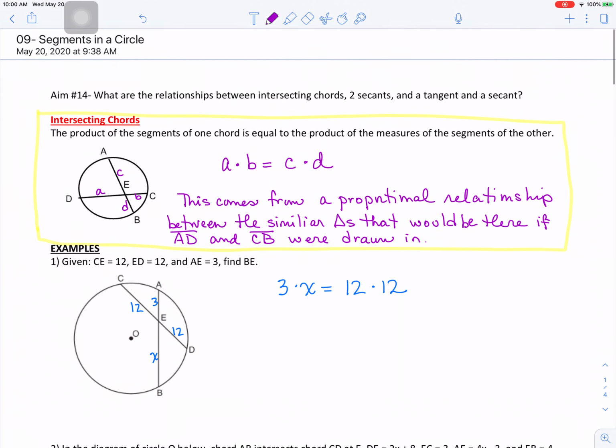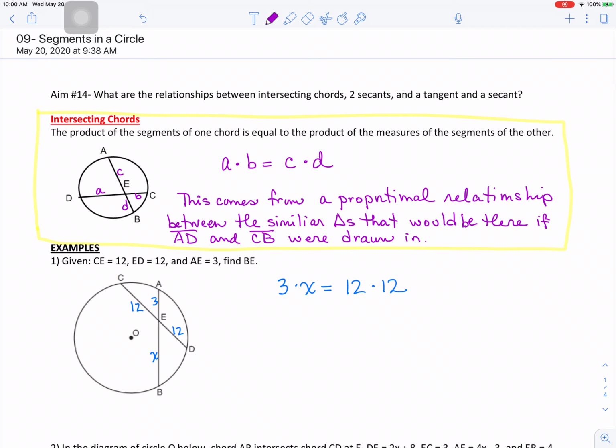Okay, lesson 9. Now we're going to be talking about the segments in the circle. We're not going to be concerned today about the arcs and the angles. We're just going to talk about the relationships between the segments that happen in a circle. So the first thing we have is intersecting chords.